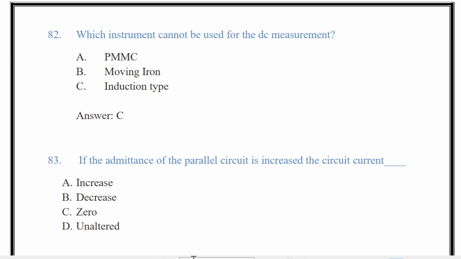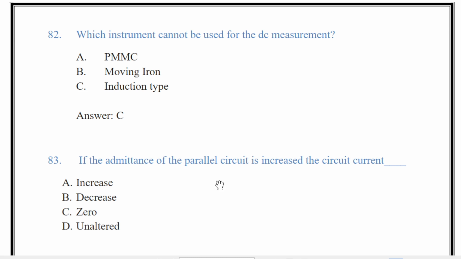Why are moving iron instruments not used for DC? The main advantage of the moving iron instrument is that it can measure AC as well as DC quantities. Though this instrument is responsive to DC, it suffers from hysteresis error, which causes an appreciable error in the measurement of DC. Therefore, it is rarely used for DC applications.